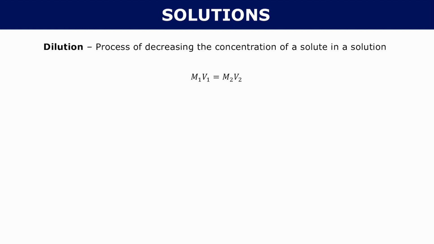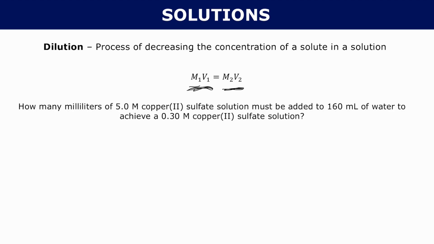A formula that's really helpful when dealing with dilution is M1V1 equals M2V2. It represents that the concentration times the volume of the first solution is going to equal the concentration times the volume of the second solution. So what do I mean? Let's look at a problem. How many milliliters of 0.5 molar copper(II) sulfate solution must be added to 160 mL of water to achieve a 0.30 molar copper(II) sulfate solution?